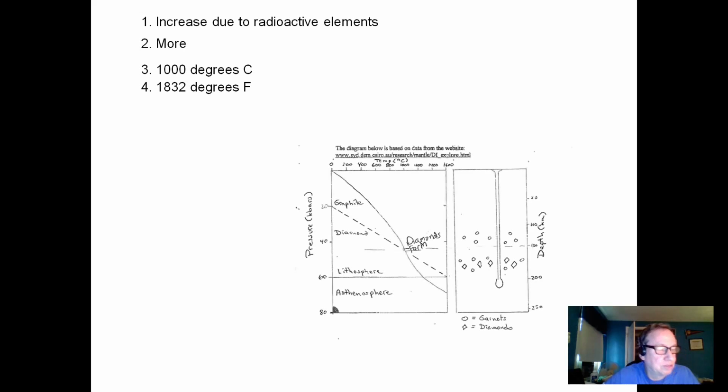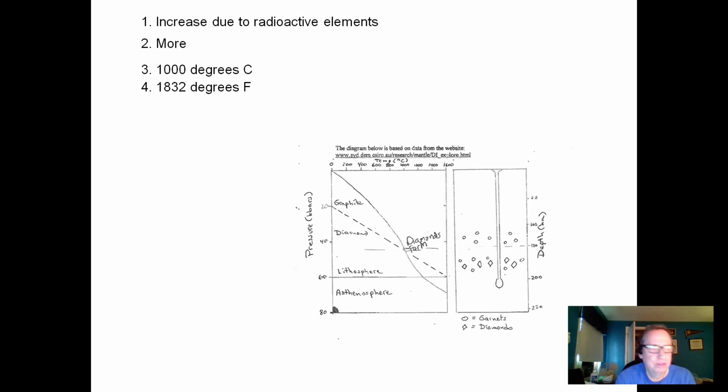Number five, what is the pressure in kilobars that you need to make a diamond? All right, well, this is a tricky question. We need to break it down. So the first thing is, what is a kilobar? Well, think about your metric prefixes. Kilo means 1,000. All right, so it's 1,000 bars. And a bar is atmospheric pressure at sea level.